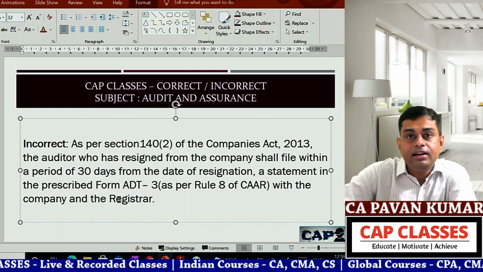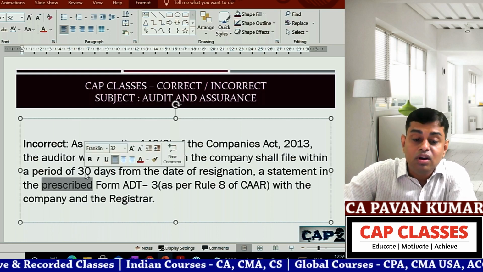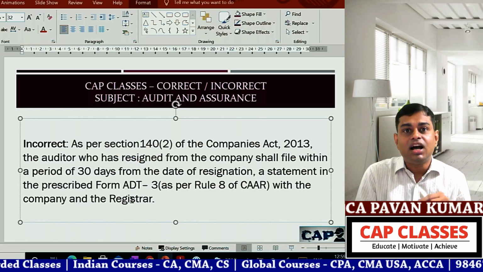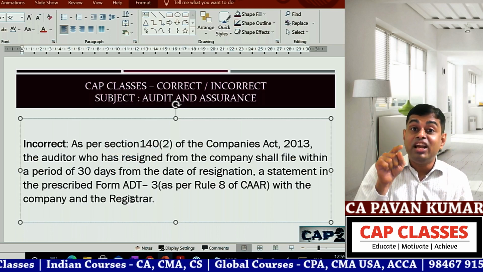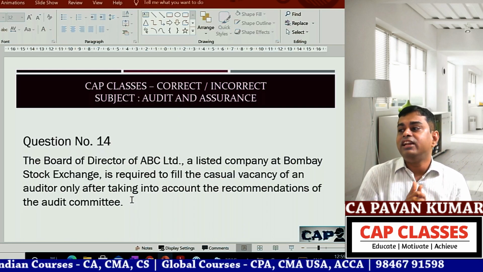Mr. K resigned, so he filed within 60 days. No, you have to file within 30 days, beta. He has filed only with the registrar. That is another mistake. He has to file to the company and the registrar. Oh my God. Pavan sir, we'll go to question number 14.